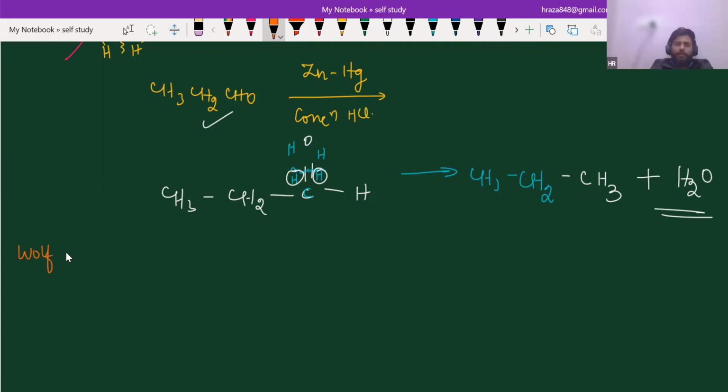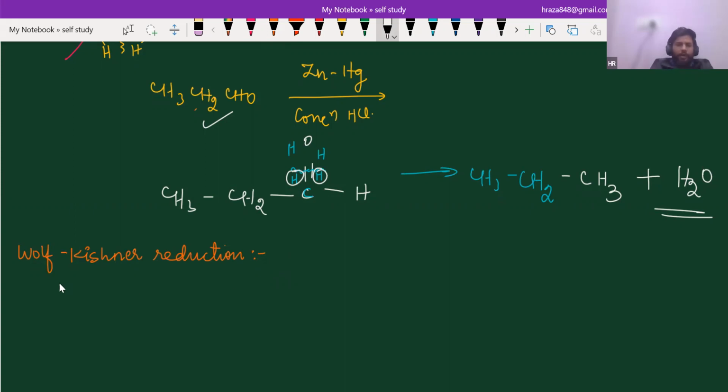Now the next reaction to convert aldehyde or ketone to alkane or hydrocarbon. This is known as basically Wolff-Kishner reduction. Wolff-Kishner reduction. And also you can see again the same statement will be there, and here we are going to treat with hydrazine.